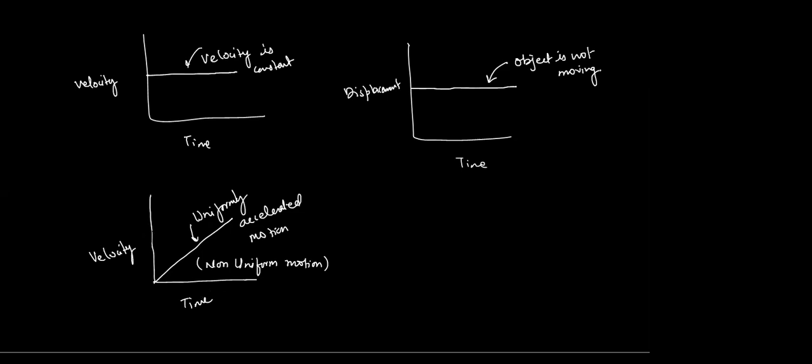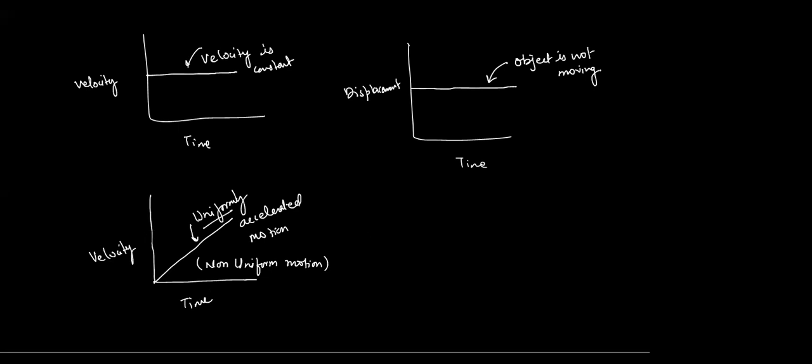In 1 second only 5 meters per second speed is increasing. In the other second it is also 5 meters per second. In the other second it is also 5 meters per second. So in a particular duration of time, the change in speed is fixed. It is 5 meters per second. So we can say that it is uniformly accelerated.